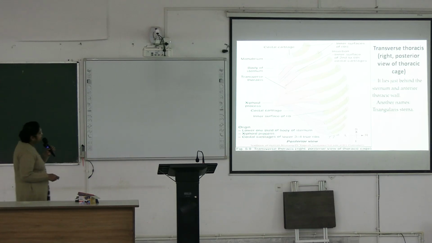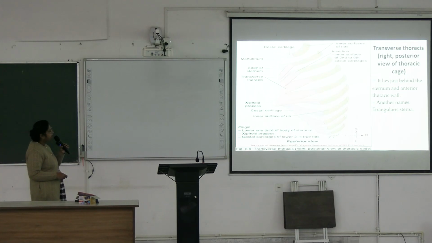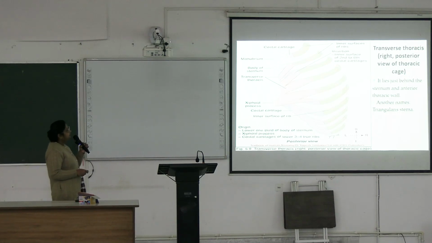Origin is from the lower 1/3 of the body of the sternum, xiphoid process, costal cartilages of the lower 3 to 4 true ribs, and insertion is into the inner surface of the second to sixth costal cartilages.